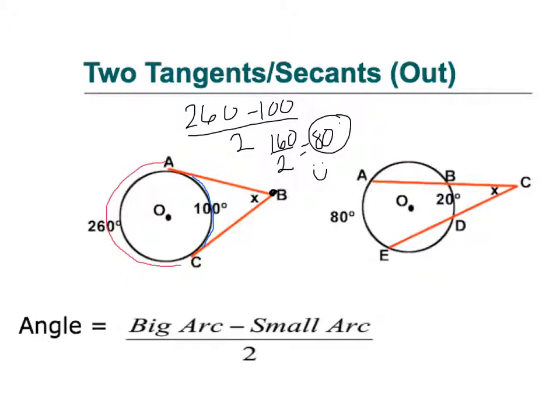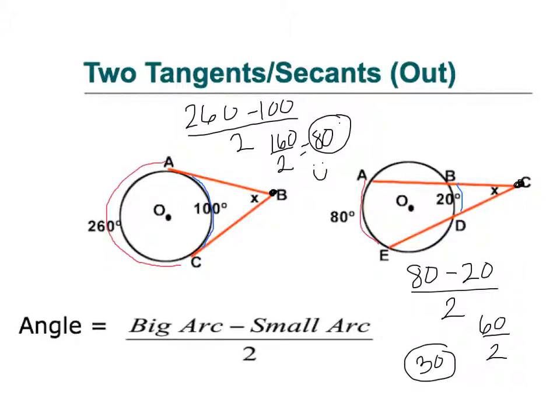Let's check out angle C over here. We've identified the vertex as being outside. My next step is asking myself, what are the 2 intercepted arcs? I've got this one here, AE, and I've got the other smaller one, 20. What's the math I do? I subtract the intercepted arcs. 80 minus 20 divided by 2, and I get 60 divided by 2. Angle X in this situation is 30 degrees.